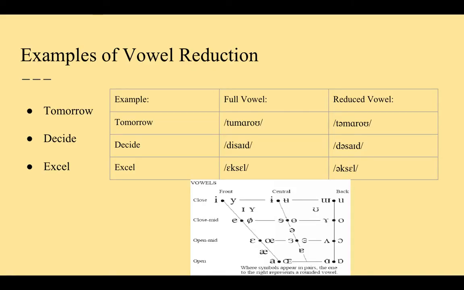So for three examples of vowel reduction, I also got these from the textbook. They are the words tomorrow, decide, and excel. So I made this chart, and I put all three examples in the first column, and then for full vowel, I put all three examples in the next column. And then in the third column are the examples of the reduced vowels, all three words in this chart.